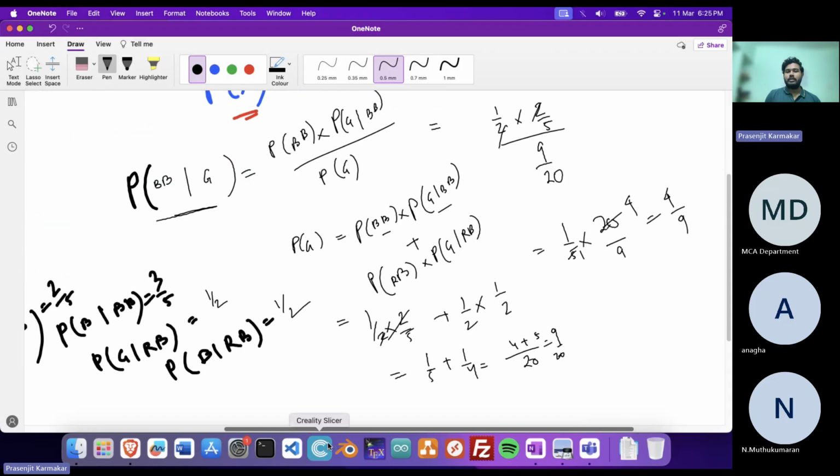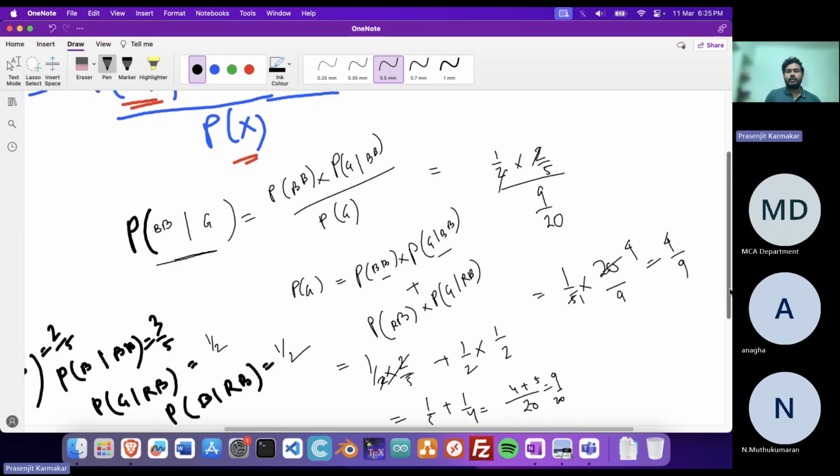Okay, so what is the equation that I have to remember? This one.